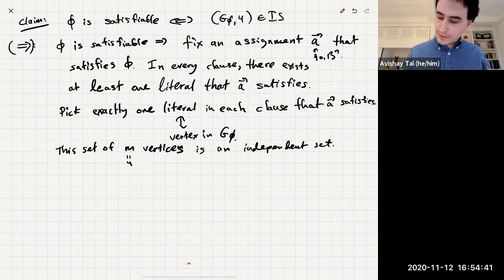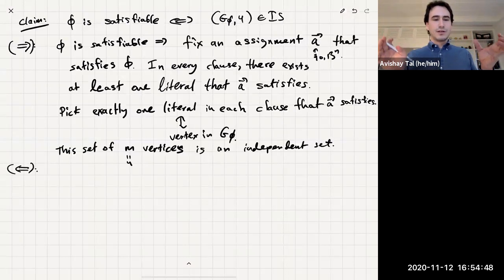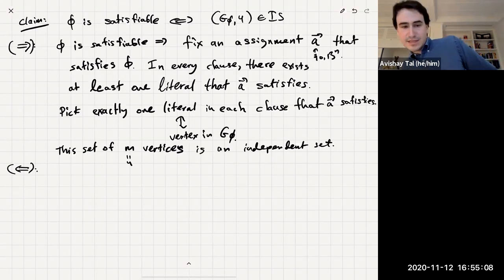Okay, so this was the one direction. What about the other direction? Recall that when we prove that a reduction is a good reduction, we have to prove that this is an if and only if, that the reduction maps yes instances to yes instances and no instances to no instances. So now let's assume that this graph G has an independent set of size 4. What do I need to prove? I need to prove that the original formula had a satisfying assignment.